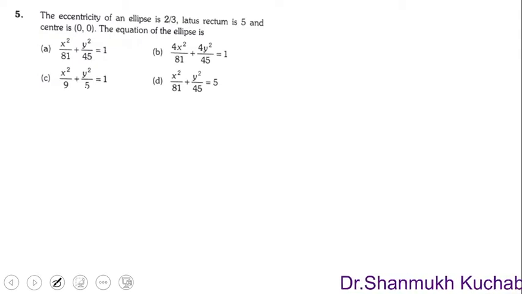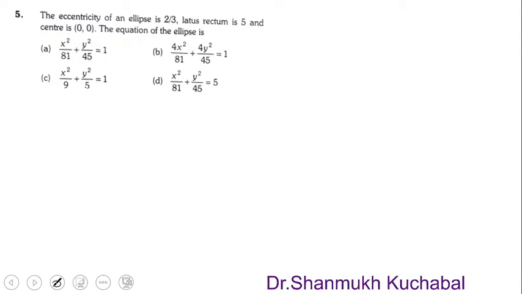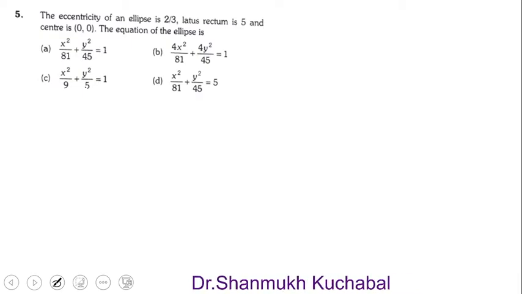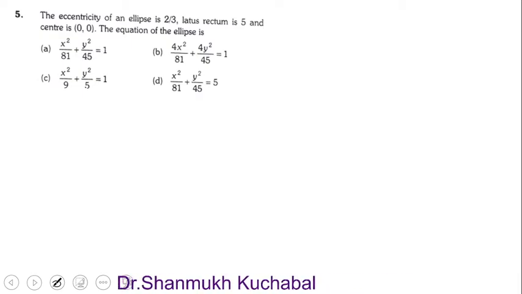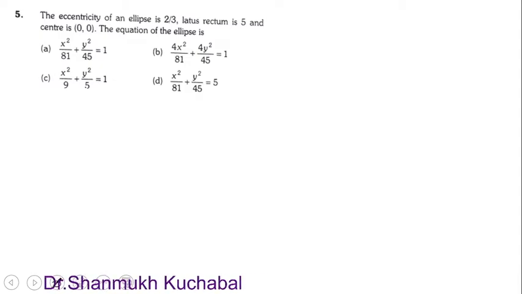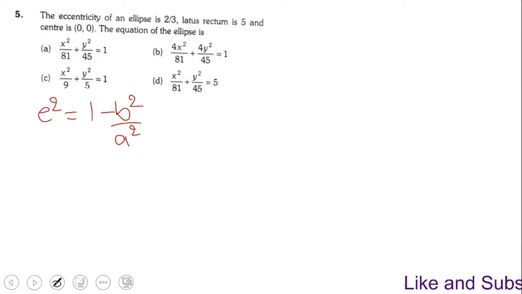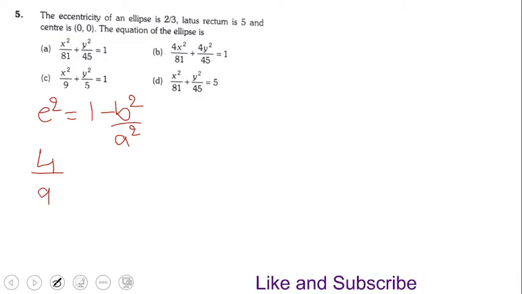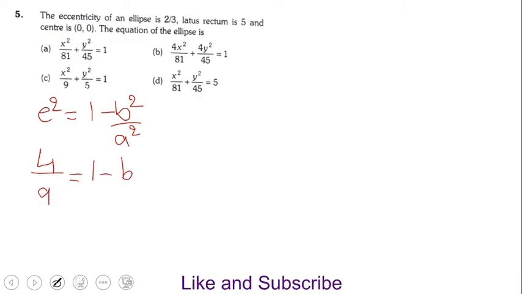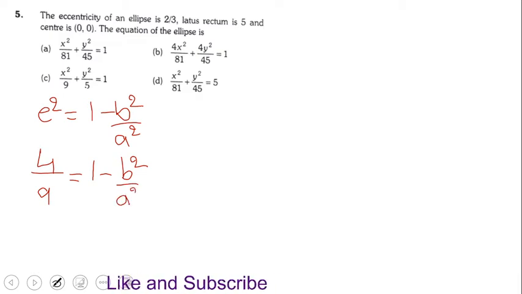So reading one sentence, whatever information is there, that related formula we have to write. So very simple, eccentricity is given by the formula e square equal to 1 minus b square by a square. Eccentricity they have given 2 by 3. 2 by 3 square I am going to get as 4 divided by 9, and 1 minus b square by a square I am going to write as it is here.